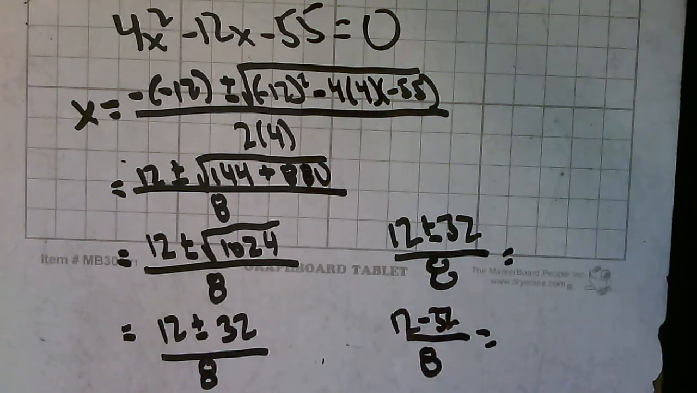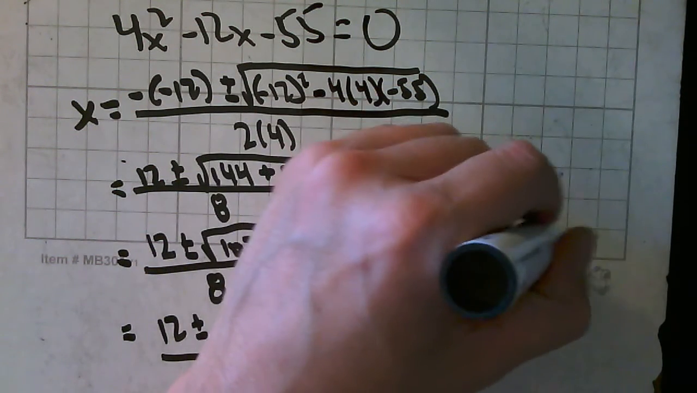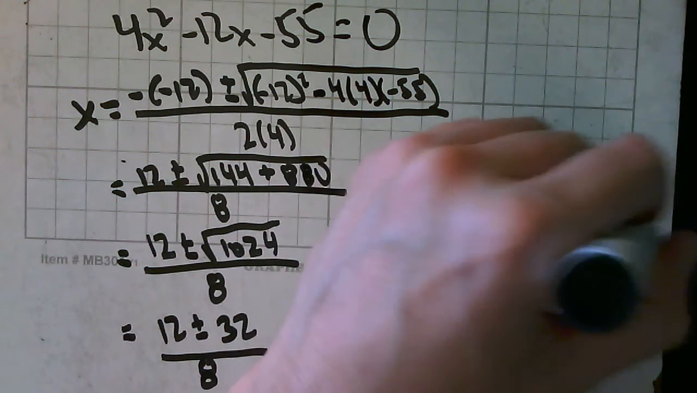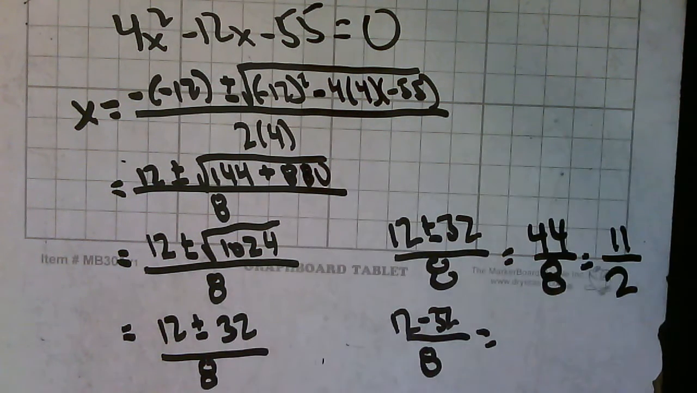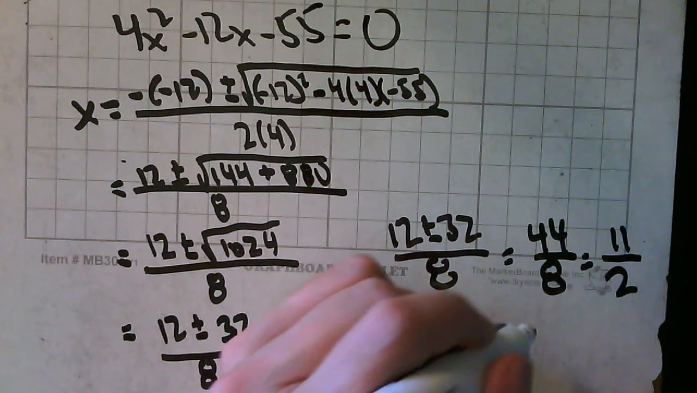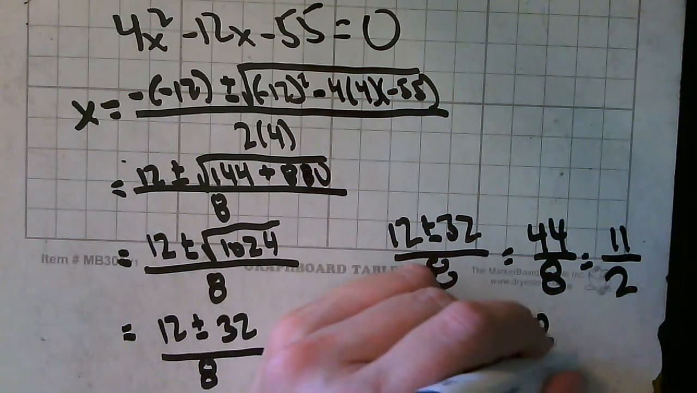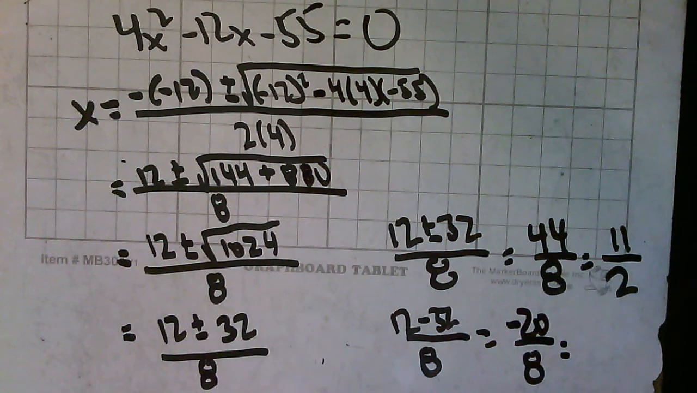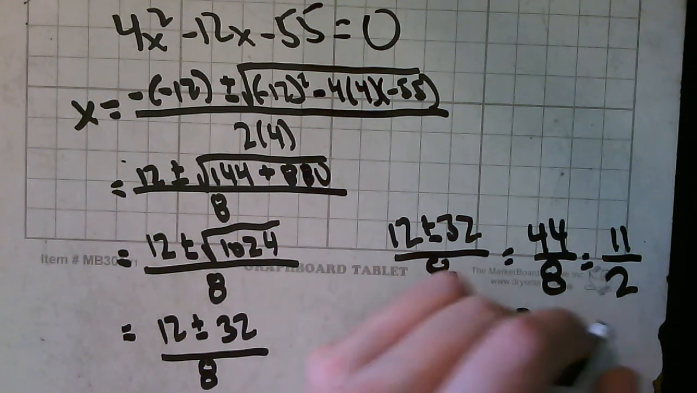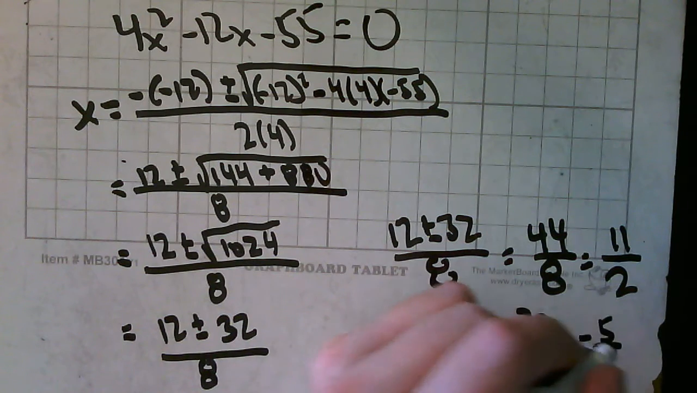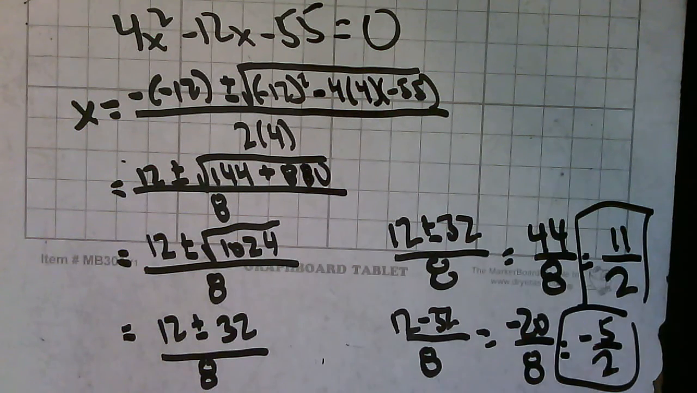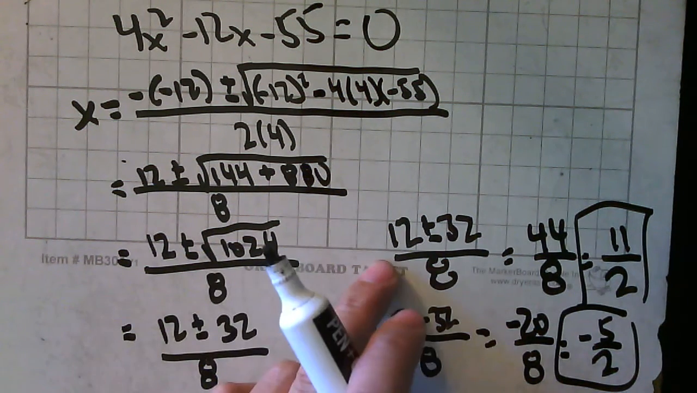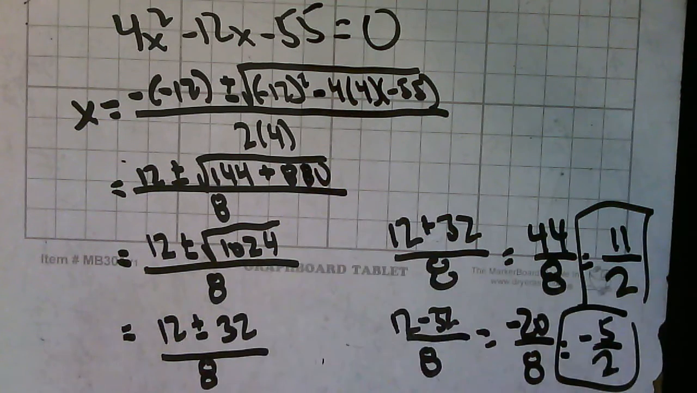So this becomes 12 plus 32 is 44 over 8. That becomes, we can divide that by 4, 11 over 2. And this one becomes negative 20 over 8. We can simplify that. That becomes, by 4 also, negative 5 over 2. So these are your two answers. Okay. So if it's a whole number, you got to split it up. Oops, that should have been plus. Split it up, do one with the plus, do one with the minus, and simplify your fractions.